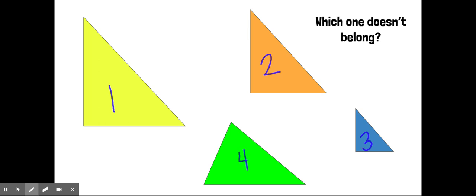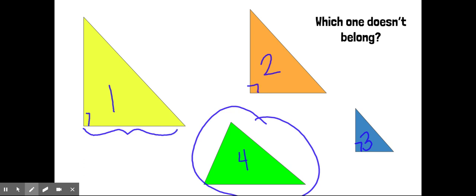Now, I'm going to argue a case that triangle 4 is the shape that doesn't belong. And this is why. Triangles 1, 2, and 3 are all right triangles. But here's why else they are similar. If we were to take a ruler, this length and this length would have a ratio. In fact, this is going to be 3/4 of this.